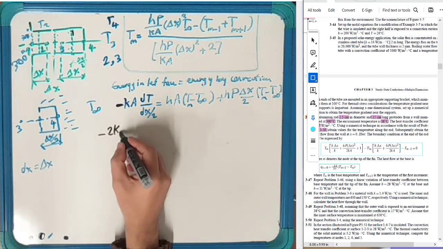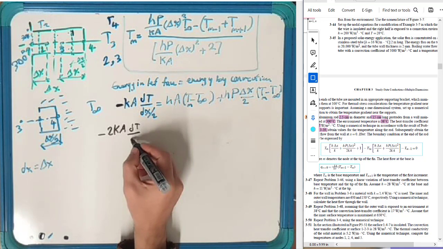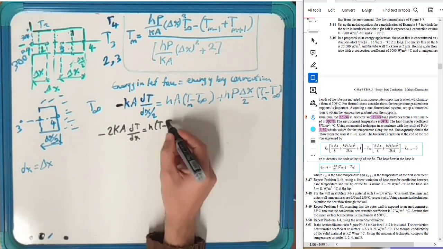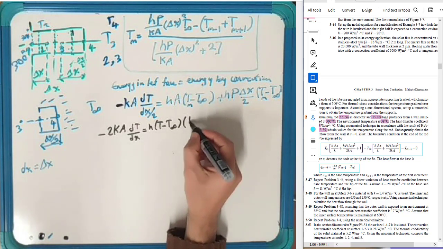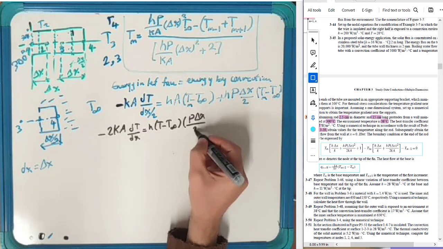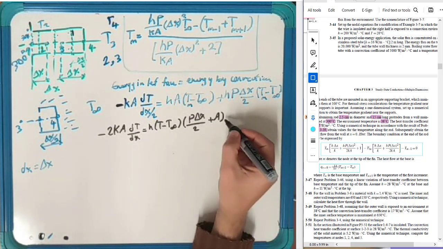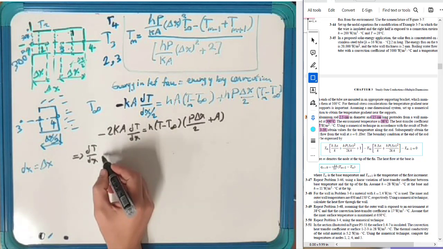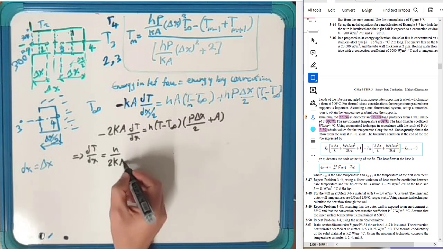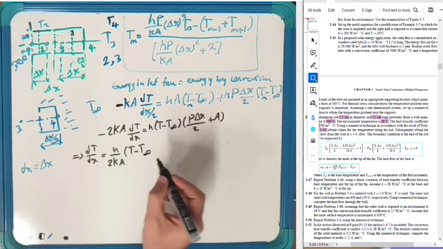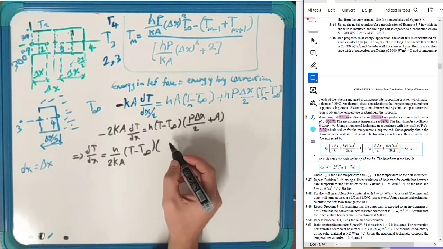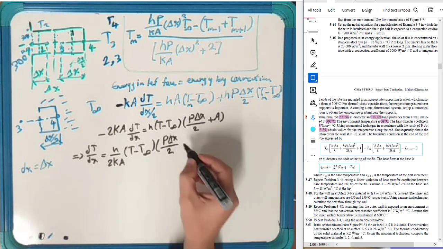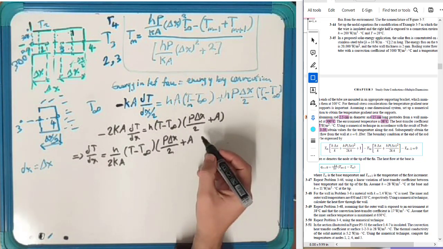Minus 2kA dT over dx equals h(T minus T infinity) multiplied by P delta x over 2, plus hA. Then it will change to dT over dx equals h over 2kA, times (T minus T infinity), multiplied by P delta x divided by 2, plus A.